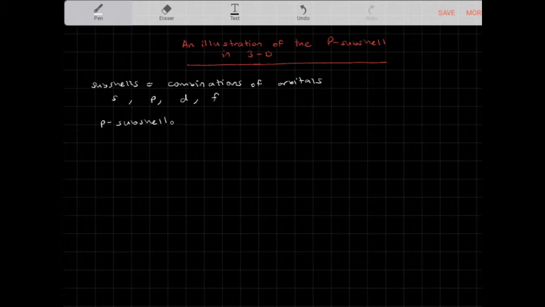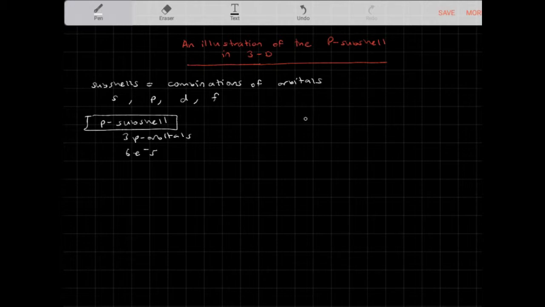We said that the P subshell is made up of 3 P orbitals and can hold a maximum of 6 electrons, because we know that each orbital can hold a maximum of 2 electrons. I'm going to show you the P subshell to demonstrate this.